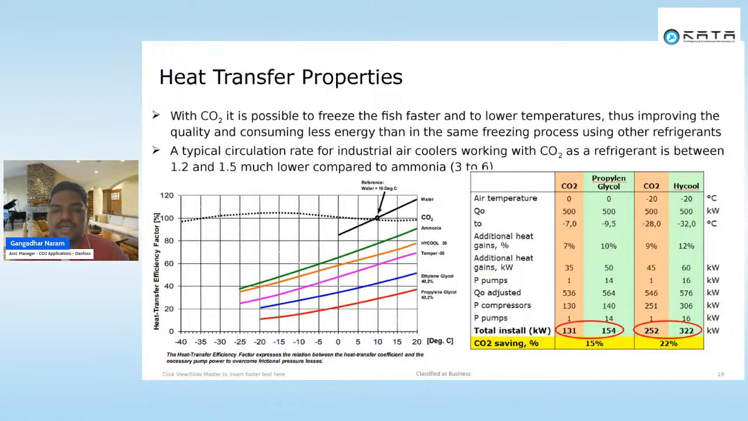You can see the calculations also: CO2 can give operating savings of up to 15% with respect to propylene glycol, and with respect to Hycool it is nearly 22% operating savings if you change from propylene glycol to CO2 as the brine solution.